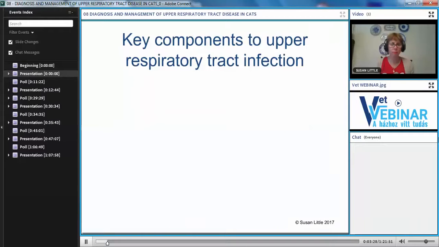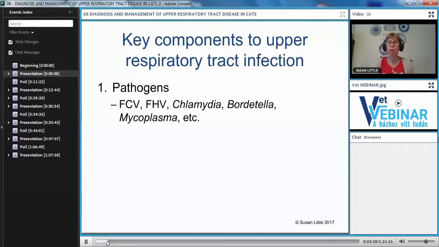disease. So I just want to remind you that there are three key components to upper respiratory tract infection in cats. And we're going to spend, of course, some time talking about the pathogens themselves. We're going to talk about herpes virus, calicivirus. We'll talk about chlamydia, bordetella, and mycoplasma. Those are the main ones that we'll be talking about this evening.